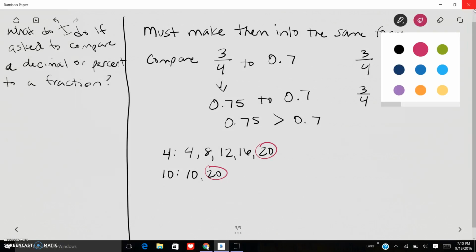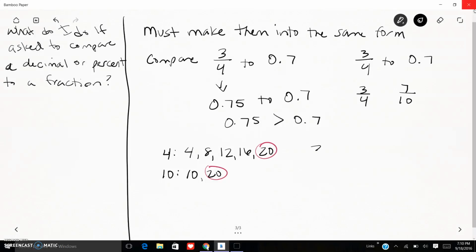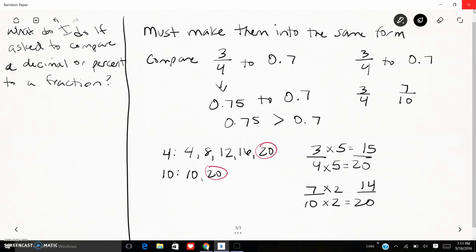So I'm going to make those into fractions. So now I'm going to go 3/4 to 20ths, and then 7/10 to 20ths. So 4 times what equals 20? 5. And what I do to the bottom, I must do to the top. 10 can go into 20 2 times. What I do to the bottom, I do to the top. So I have 15 20ths and 14 20ths. So therefore 3/4 is greater than 7/10.